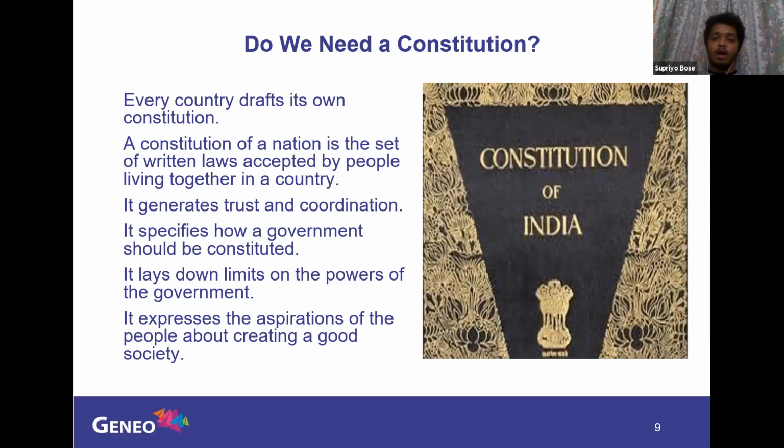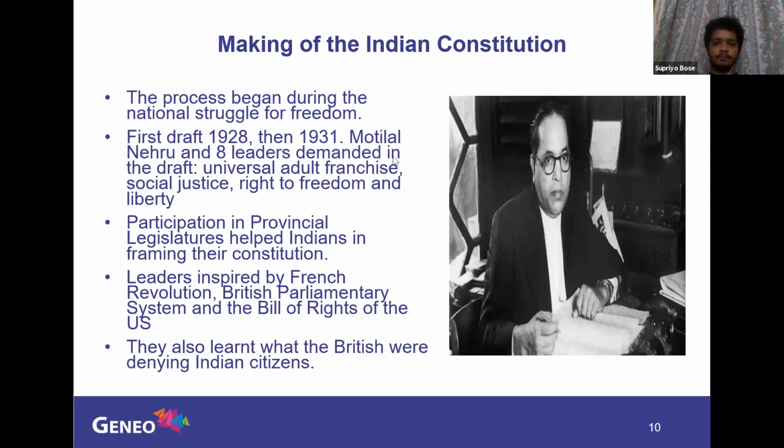Yes, and according to the law of the constitution, every person is equal. Every person has the right to vote. Every adult who is above 18 has the right to vote. Clear? Very nice, students. Very good.